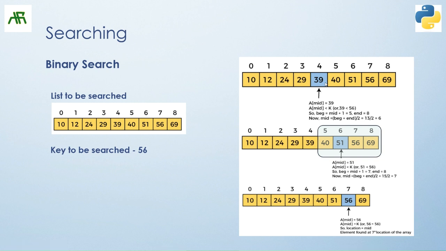It's not present, and we have to remember it's an ordered list. In this case, we have the elements in ascending order, and since 56 is greater than 39, naturally it's going to be present in the second half, or the half that has greater values than 39, right? So the next iteration or pass will completely ignore the elements 10, 12, 24, 29, and 39, because we are sure that the key I want to search, 56, is present in the second half.